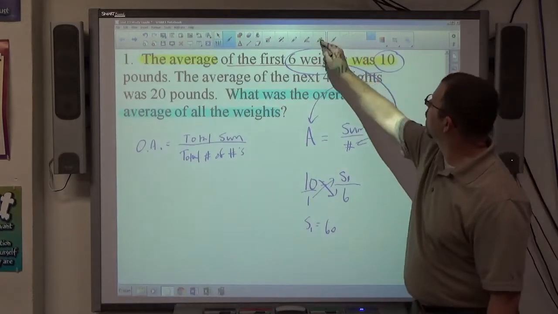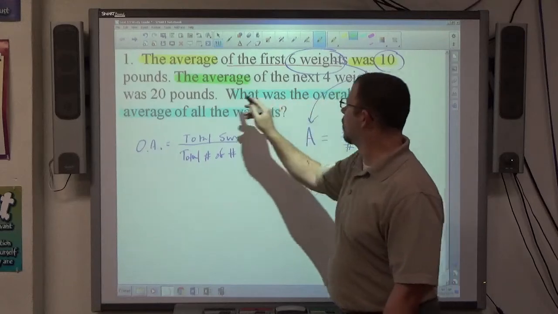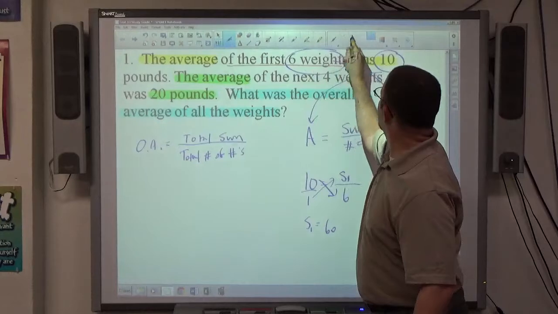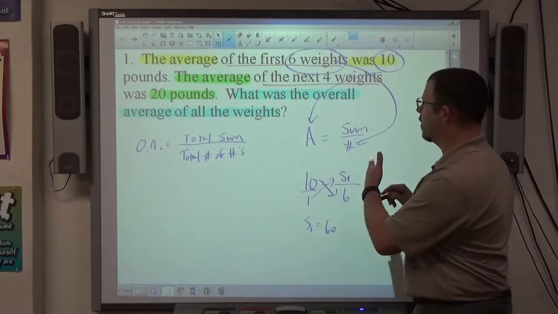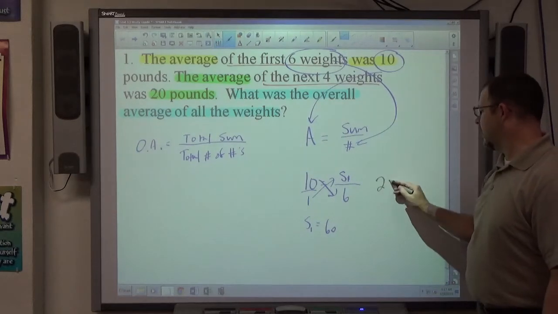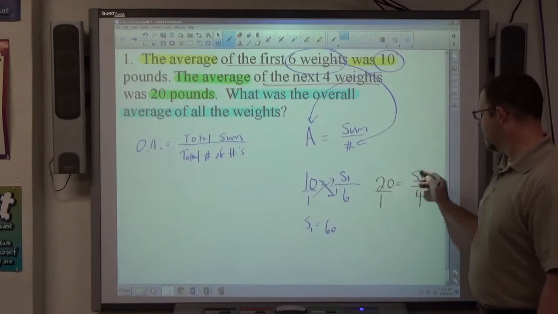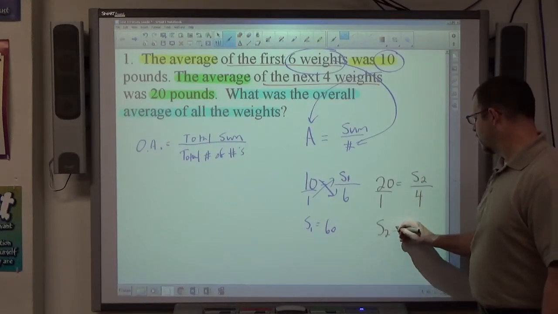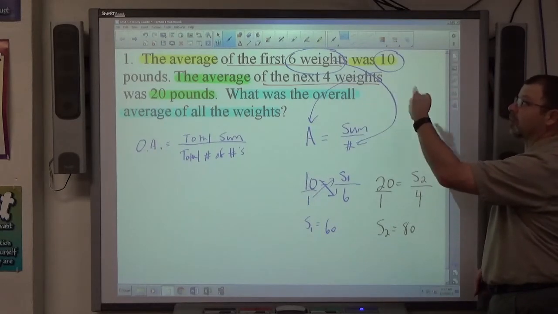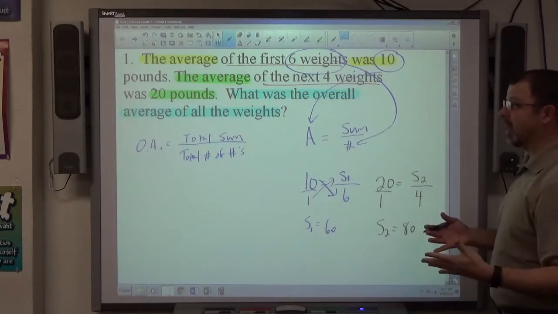And then if we take a look at the second statement, the average of the next 4 weights was 20 pounds. So the average is 20, the number of weights is 4. Again, the same scenario here. The average, which is 20 pounds, is equal to the second sum divided by the number of weights, 4. Again, cross multiply, you get S sub 2 is equal to 80 pounds. So the first 6 weights added up to 60 pounds, and the 4 weights added up to 80 pounds.